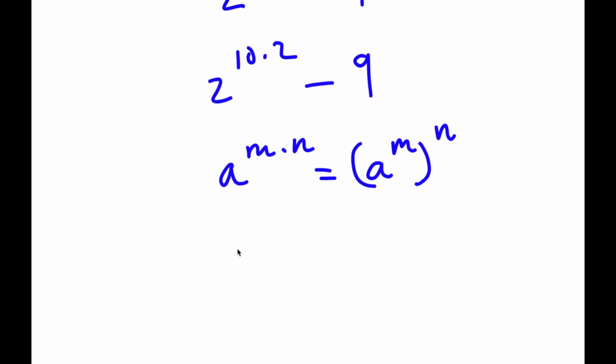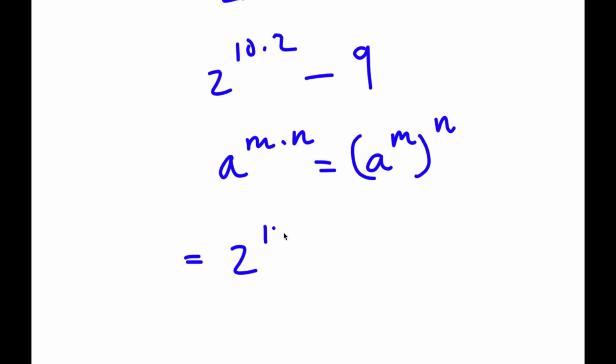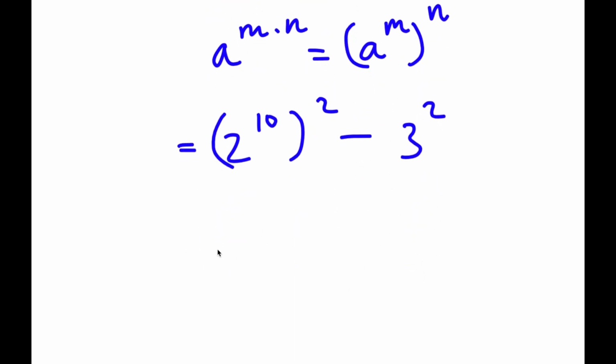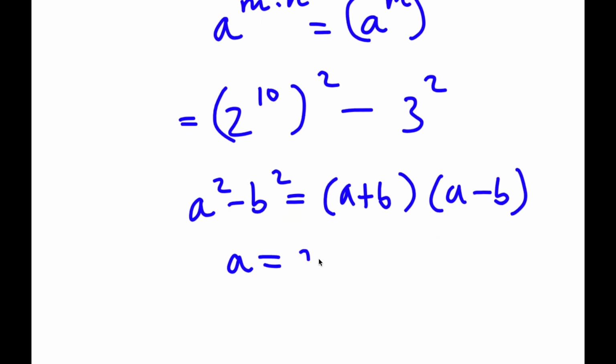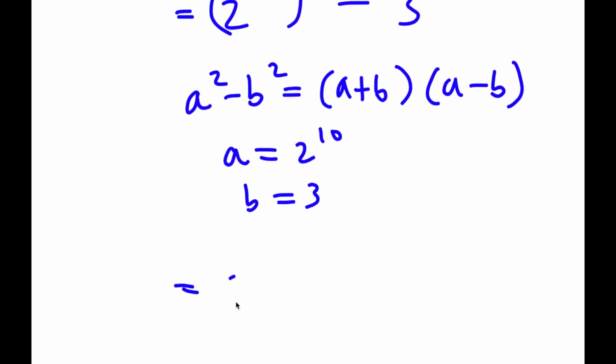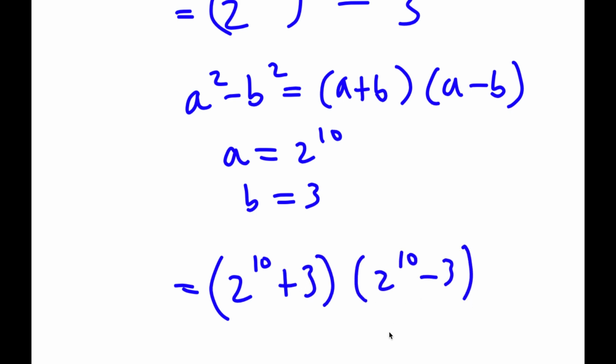So 2 to the power of 10 times 2, that's going to equal 2 to the power of 10 to the power of 2. Now I have this minus 9, which I'm going to rewrite as 3 squared. Now, if I have something in the form a squared minus b squared, this is equal to a plus b times a minus b. So in this case, a is 2 to the power of 10 and b is 3. So now I have 2 to the power of 10 plus 3 times 2 to the power of 10 minus 3.